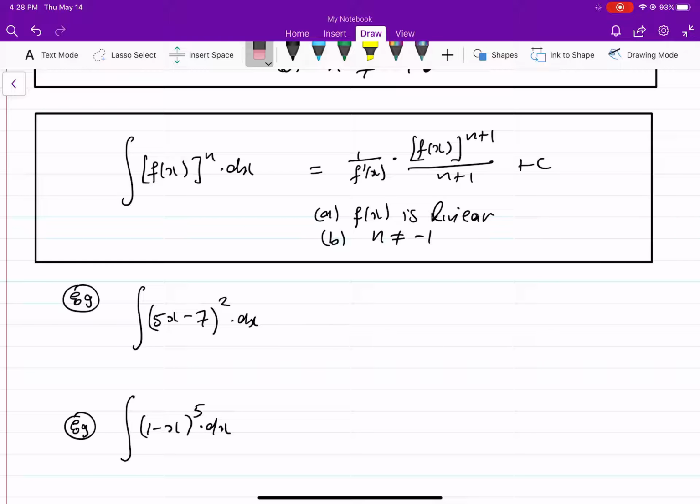The first integral, the integral of 5x minus 7 all squared dx. Let's go through the checklist. The function inside the brackets, the 5x minus 7, is that linear? Yes, it is, because it's written in the form ax plus b. The a in this case is 5, the b is minus 7. That's linear. How about the power n? Is that power not minus 1? That is a true statement. The power is not minus 1, and therefore I can apply the rule as shown above. You see how I went through the checklist first instead of just jumping in and starting integrating?